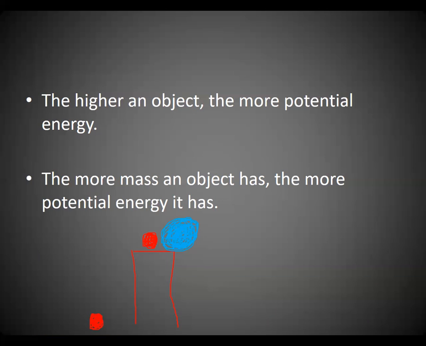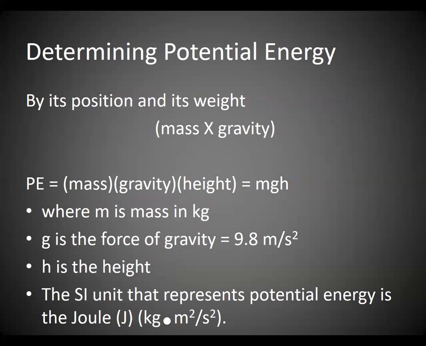So this is how you can think about the two factors of potential energy: height and mass. So what can we do with that? Well, we can turn it into a formula. That's exactly what we are going to do. We're going to be adding a new formula to our repertoire, a formula to calculate potential energy. So it's really about its position and its weight. But remember, we have to define weight as the mass times the gravity.